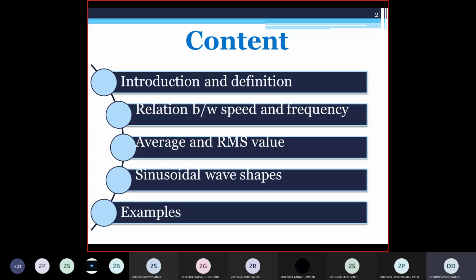So first, let's see the content of this chapter. We first see why we use the AC system, then some definitions related to AC terms, then the relationship between speed and frequency, average and RMS value, sinusoidal wave shapes, and the related examples. Clear?